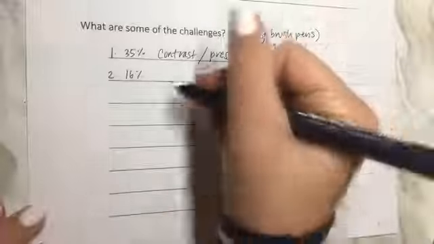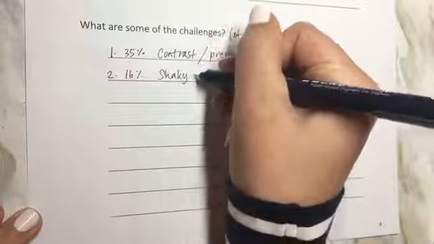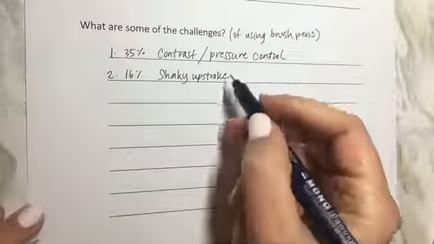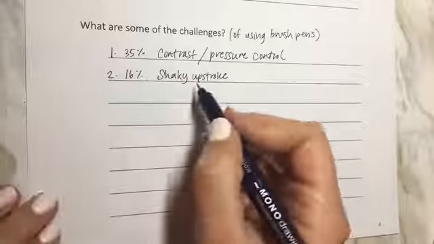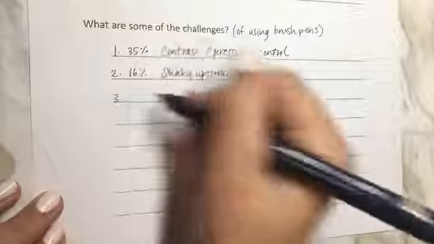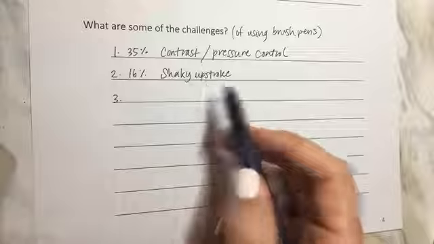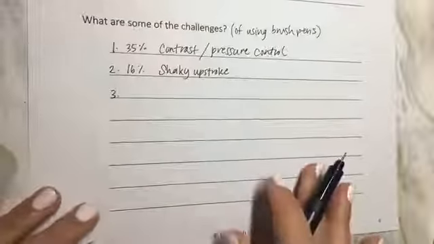So that is definitely a big challenge of using brush pens for lots of reasons. The second response was, let's see here, with 16% of people, shaky upstrokes. That's kind of related to pressure control, but mostly about just the upstrokes, so the thin strokes. And we could totally relate. Shaky upstrokes were a huge struggle at the beginning. And lots of this is going to be fixed with muscle memory and practice. And we'll talk a little bit about how you can address some of these challenges.